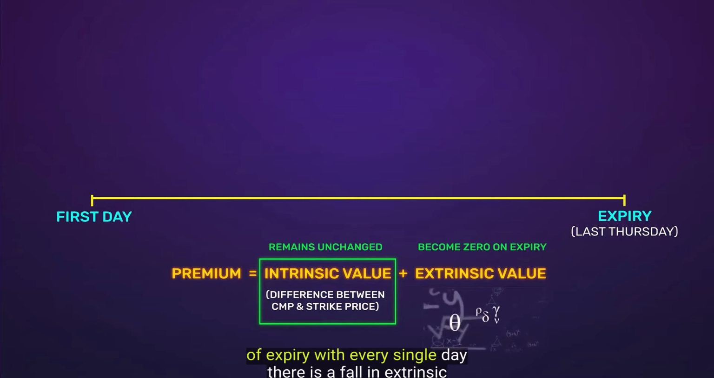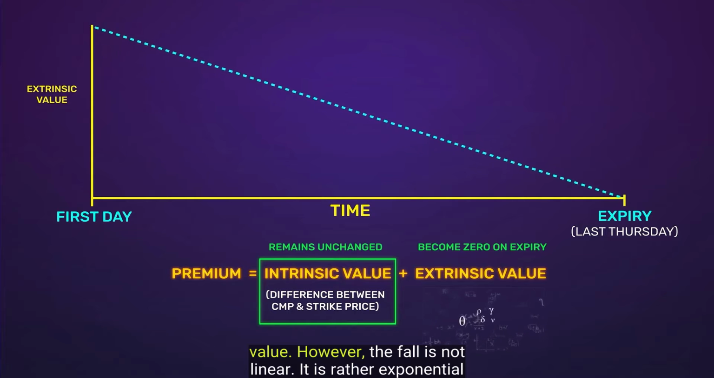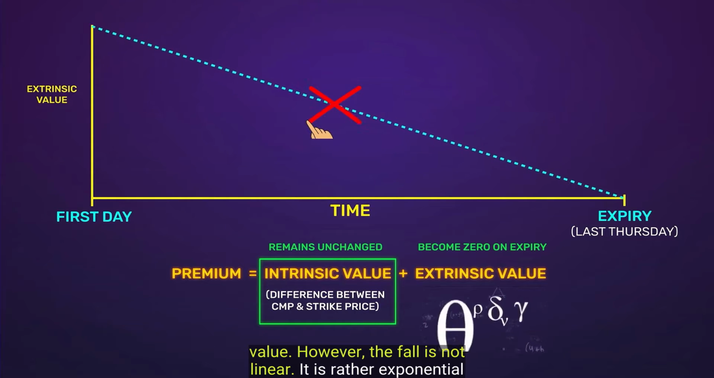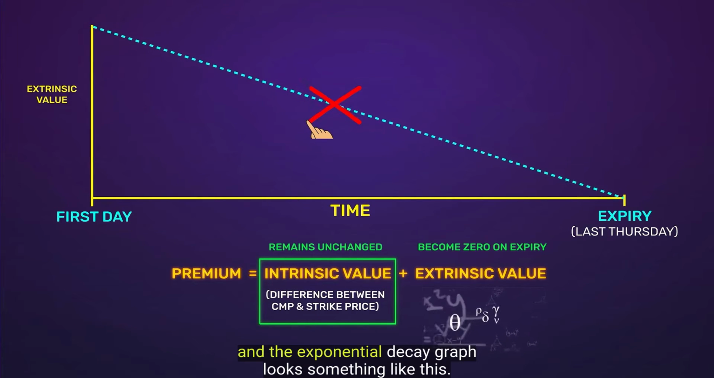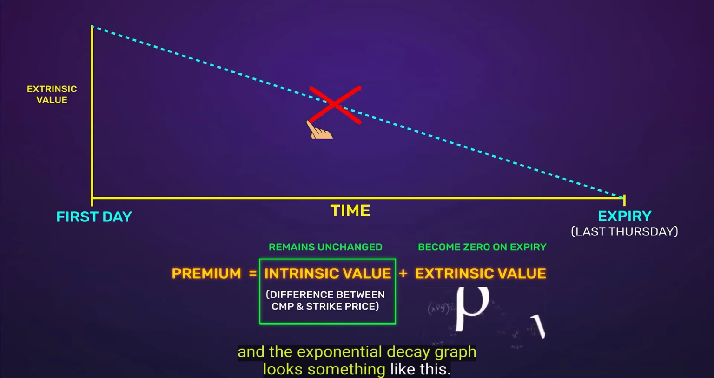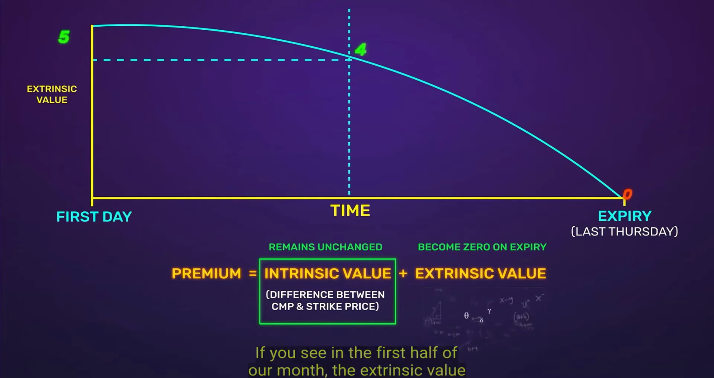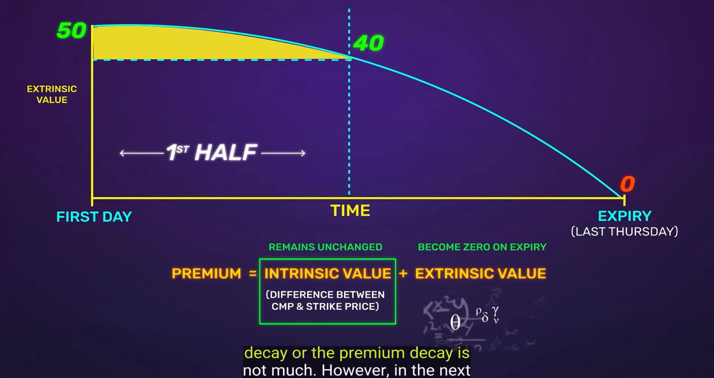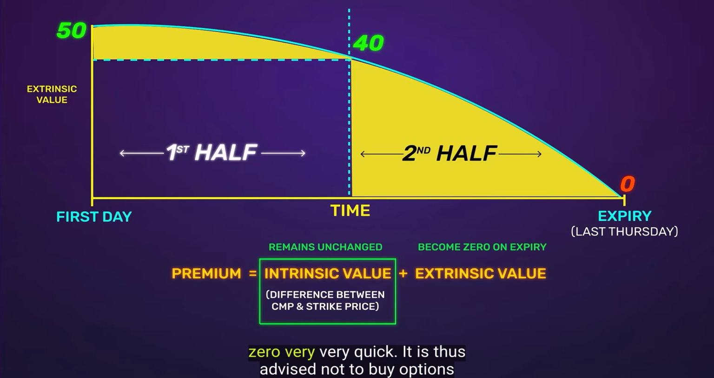Now, with every single day, there is a fall in extrinsic value. However, the fall is not linear, it is rather exponential, and the exponential decay graph looks something like this. If you see, in the first half of the month, the extrinsic value decay, or the premium decay, is not much. However, in the next half of the month, the extrinsic value decay intensifies and becomes zero very quickly.